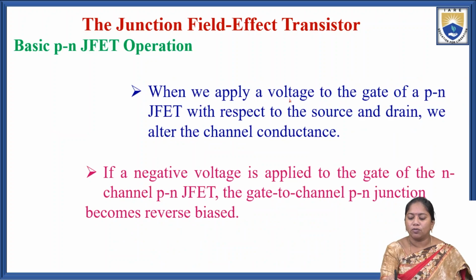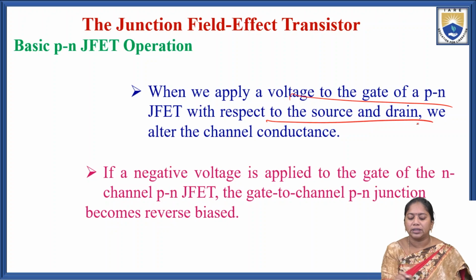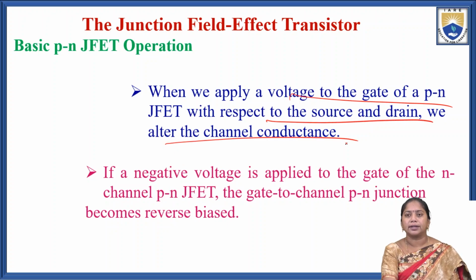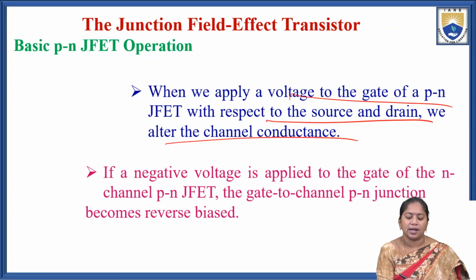So when we apply a voltage to the gate of the PN JFET with respect to the source and the drain, we alter the channel conductance. It varies the channel conductance.